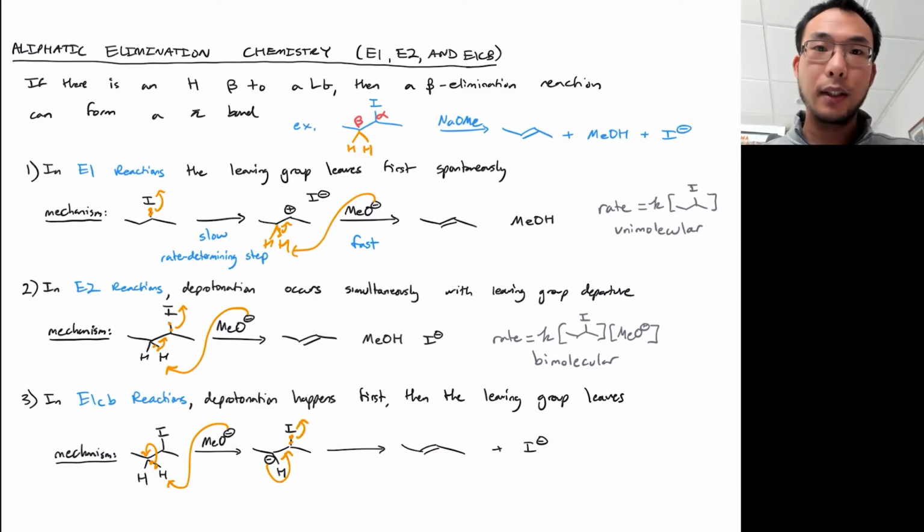In E1CB reactions, the rate determining step is not always clear. Sometimes it's the first deprotonation step, sometimes it's the second elimination step. Either way, what we need to recognize is that the carbanion formation is the key part of this reaction that distinguishes it from E2 and E1.